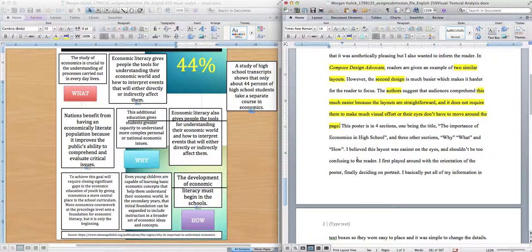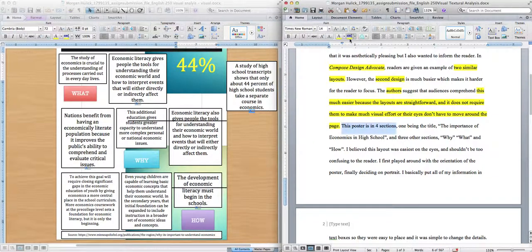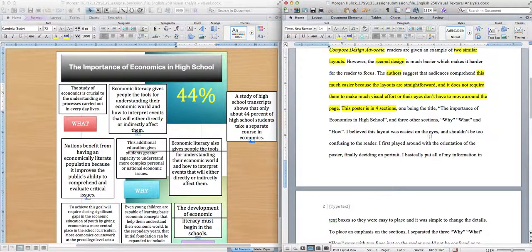This poster is in 4 sections. Okay, are we talking about your poster now? So, whoops, wrong page. Are we talking about your poster? So we need to be really explicit. The importance of economics in high school, and 3 other sections. Why, what, and how. Okay, let's put the period inside the quotes.